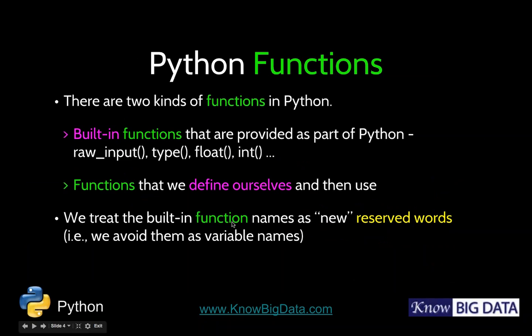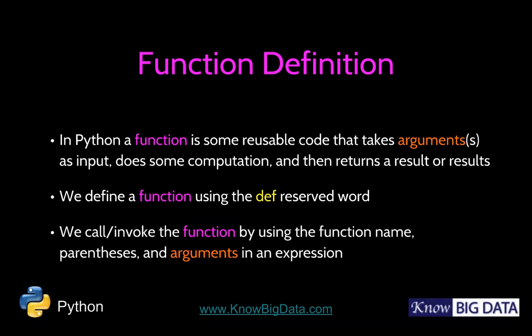There are two kinds of functions. One is built-in, and the others are the functions which we define ourselves. We treat the built-in functions as new, and we avoid using them as variable names, because although you can define them as a variable name, it will be very confusing. In Python, a function is some reusable code that takes arguments as input, does some computation, and then returns a result. We define a function using the def reserved keyword. We call or invoke the function by using the function name, the parentheses and the arguments.